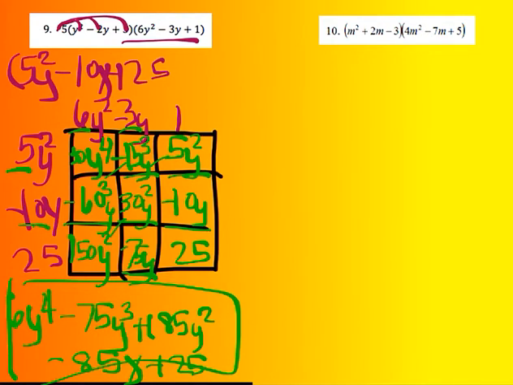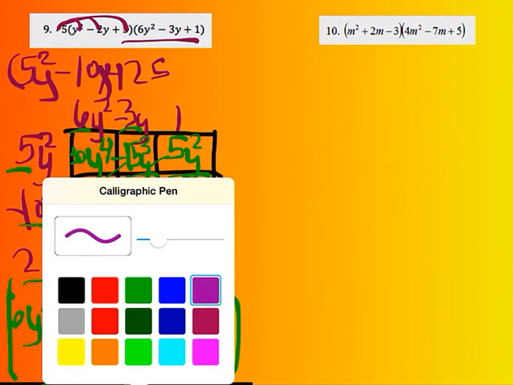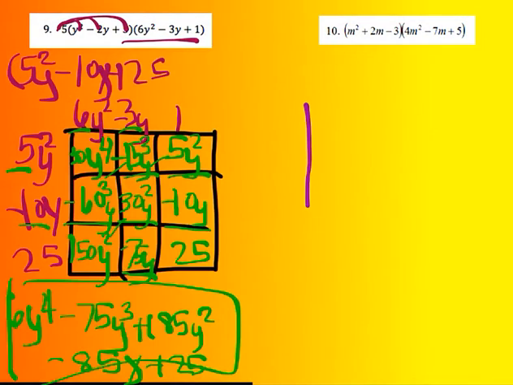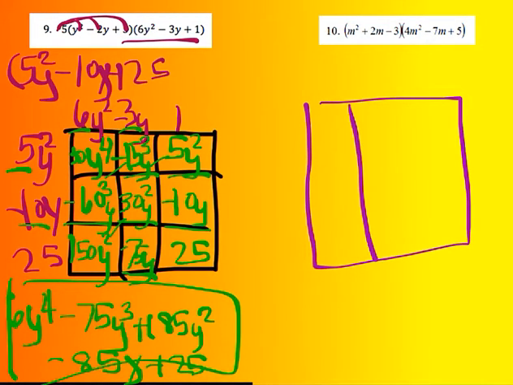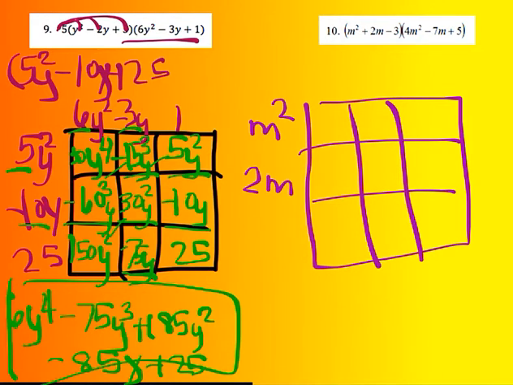Okay, so let's take a look at number 10. So for number 10, I'm going to make my box. So it's going to be 3 by 3. So I'm going to have m squared, 2m, and negative 3. Here, 4m squared minus 7m, and then 5.